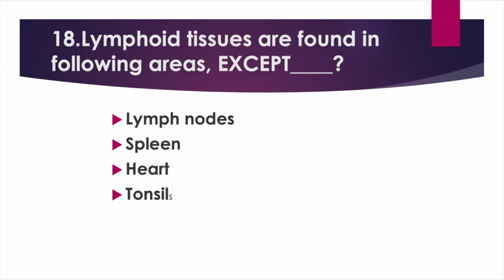Lymph tissues are found in following areas except options lymph nodes, spleen, heart and tonsils. Answer heart.